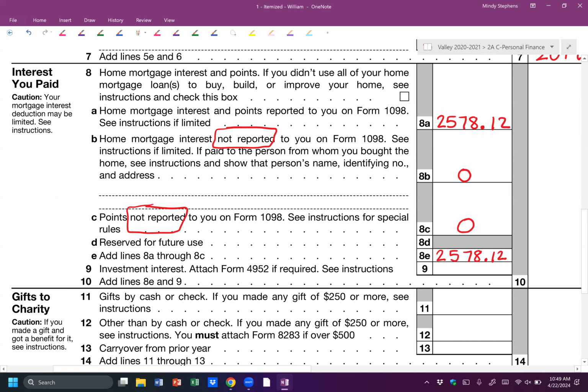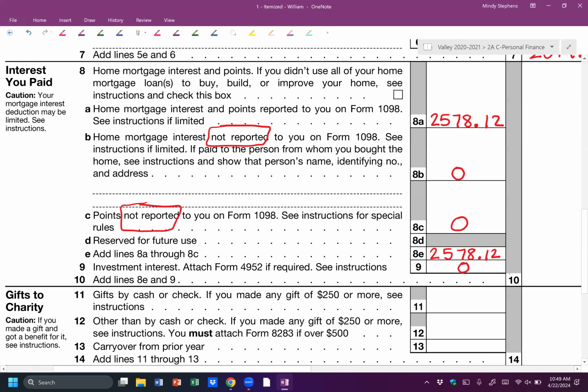9 says investment interest. Do we have any investment interest? We put 0 because there's nothing that says investment interest. 10, add 8D and 9 together. So we're going to add those two numbers. So 2578.12.